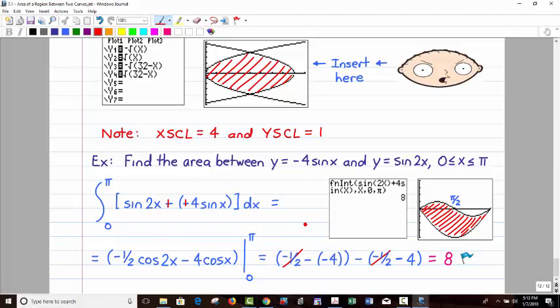Plug in pi, plug in 0, and I worked it out manually. You got 8. F and N in the calculator got 8. I didn't put the modern version of the calculator in there. There's the graph just to see it. And then there we go. So the answer is 8. And that concludes the video on area between two curves.